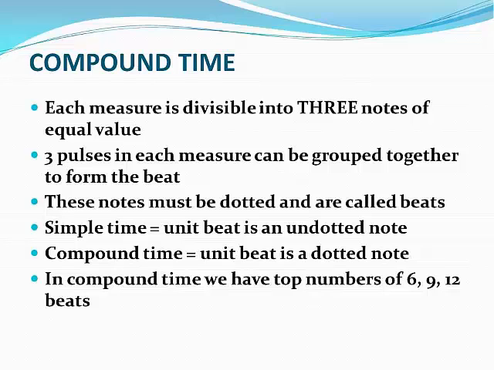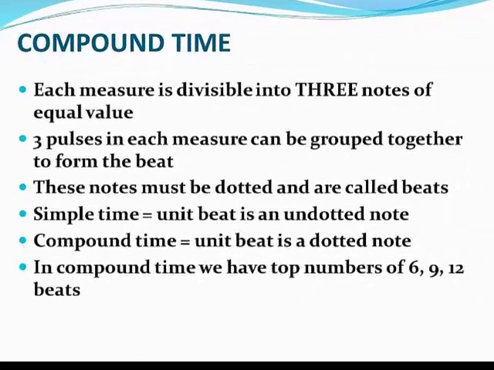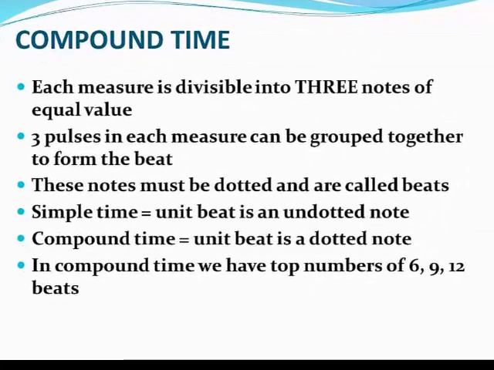Compound time is quite different. The top number of the time signature tells you how many pulses are in each measure. The bottom number tells you what type of pulse gets 1 beat. The pulses are then grouped together to form a dotted note. This note becomes the unit beat.